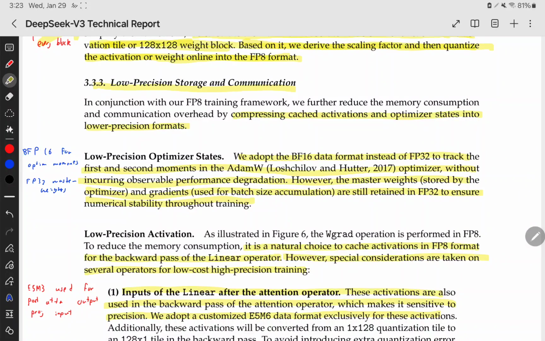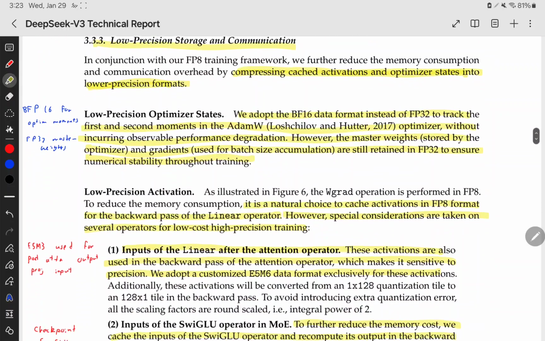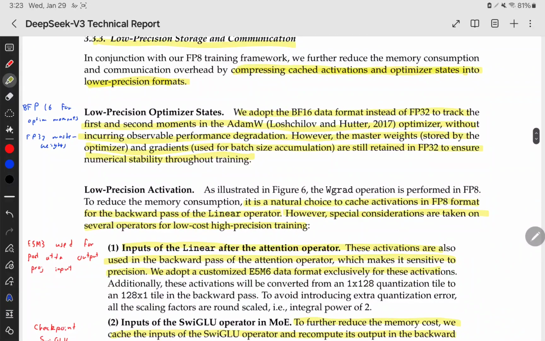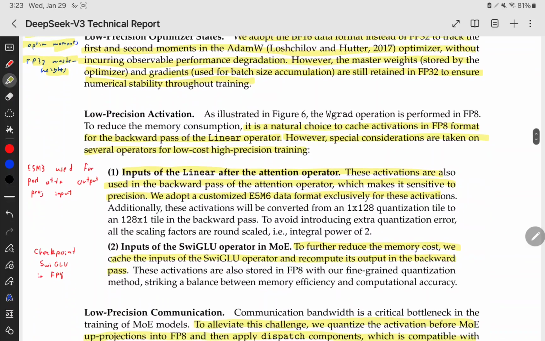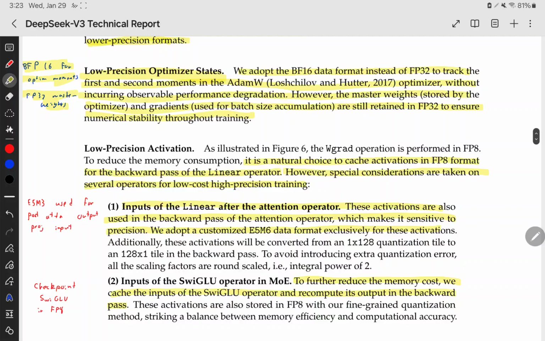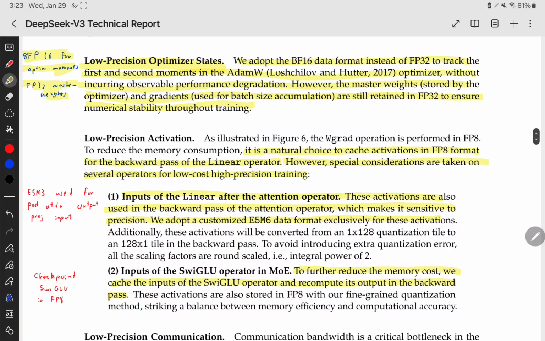Low precision storage and communication. They say compressing cached activations and optimizer states into low precision formats. So how do they do that? They say here, mainly bfloat16 for the optimizer moments and floating point 32 for the master weights. So that's something to note, not everything is floating point 8, and that was just what was shown above. They say we adopt the bfloat16 format instead of the floating point 32 format to track the first and second moments of AdamW, without incurring observable performance degradation.